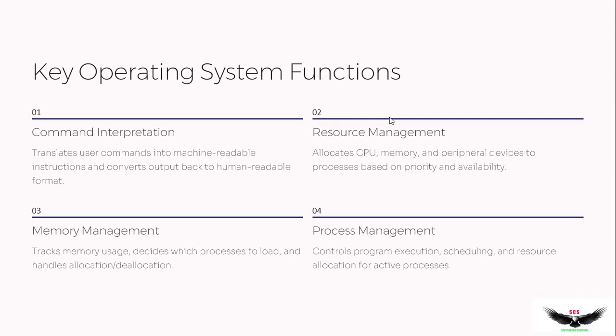Third, we have memory management. The operating system tracks memory usage, decides which process to load, and handles allocations and deallocations. So it's upon the operating system to know what is to be done, where, and how. And the fourth one is process management. The operating system controls program execution, scheduling, and resource allocation for active processes.